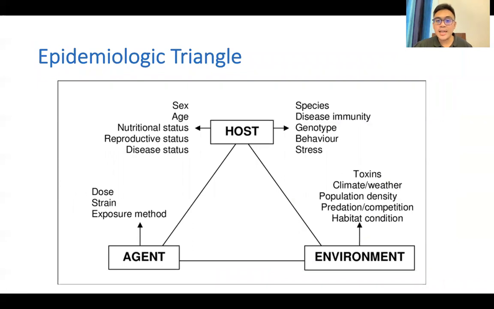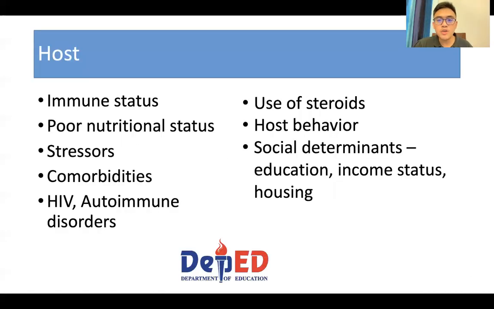The next concept that I'd like to introduce to you is what we call the epidemiologic triangle. For any disease process to occur or be prevented, there's a relationship between the host, the agent, and the environment. If we modify these, for example, the susceptibility of the host, or the infectiousness of an agent, that would affect the spread of disease. So we will go through them one by one.